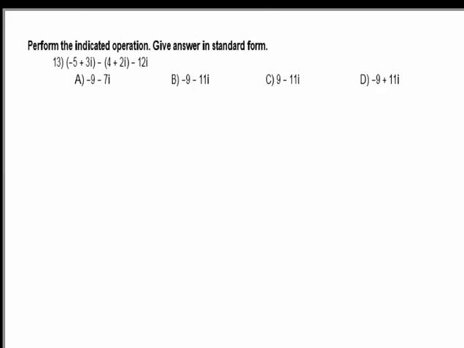So if I multiply this term by term, let's see what happens. In this case, well, this is an easy one. You just have to add them up. -5 plus 3i. So if I distribute this minus here, I get -4 minus 2i minus 12i.